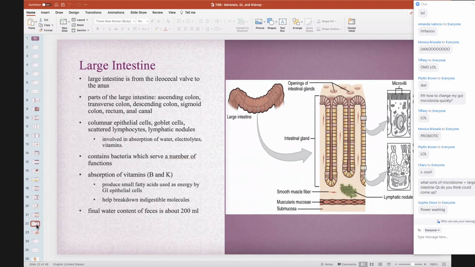Whether you absorb or don't absorb water, and whatever you ate, can dictate the solidity of feces. The final water content of feces is about 200 mL. If you are not absorbing that water, it'll be a little bit more watery. If you are absorbing too much, it'll be hard and not comfortable. So the large intestine is actually more interesting than we give it credit for. Essentially, yes, diarrhea power washes the large intestine.